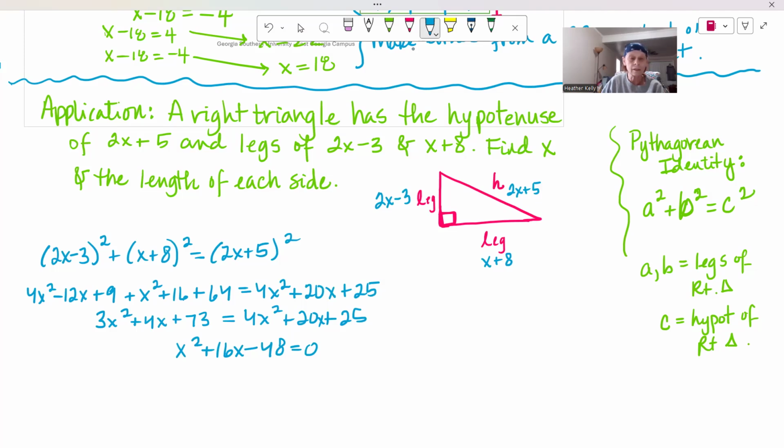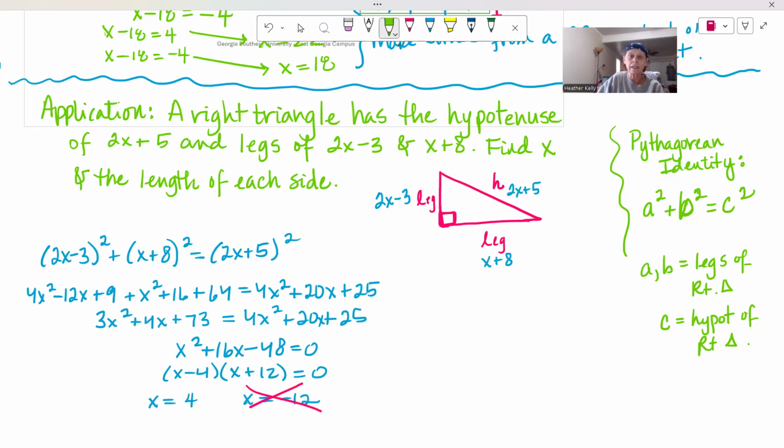I recognize that this is something I can easily factor. And so I'm doing it. Right? No number in front makes it really easy to factor if it's factorable. So I get x is equal to 4 and x is equal to -12. Now we're talking about the length. We're talking about a measurement. So x is equal to -12 is not reasonable and is not a solution here.